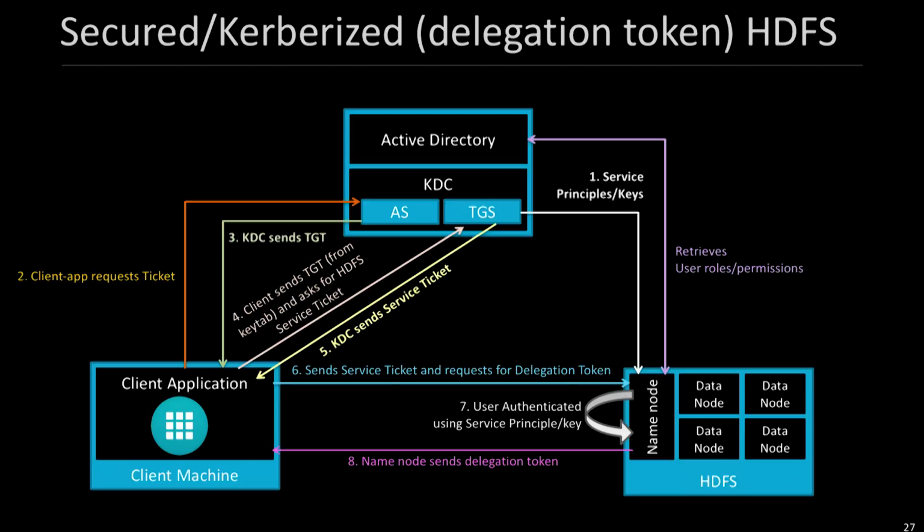What happens is, once the client gets the second ticket, it is going to use this ticket and ask for a token from the name node. And for the rest of the communication, the client is going to use the delegation token, and that's going to avoid a lot of the load to the KDC.